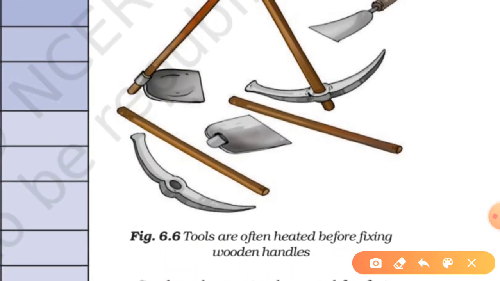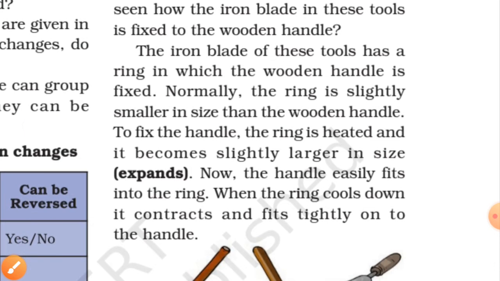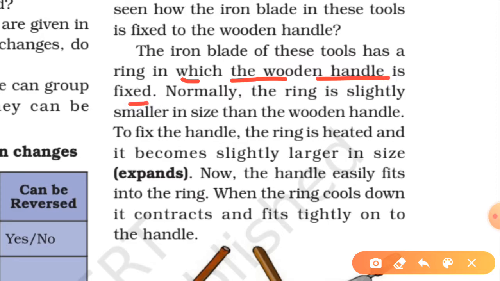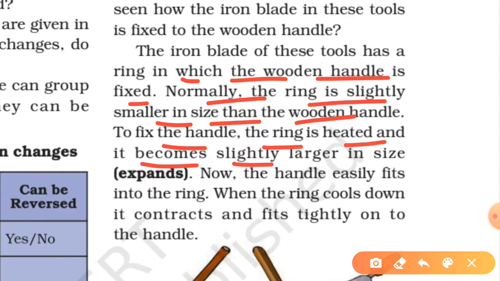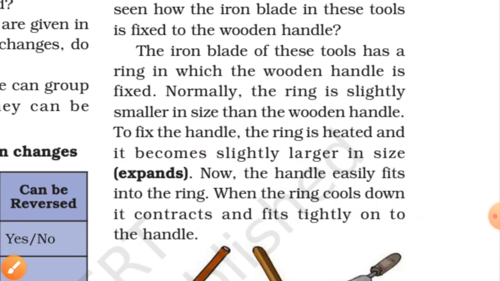This is the wooden handle, and this is the iron rim. The iron blade of these tools has a ring in which the wooden handle is fixed. Normally, this ring is slightly smaller in size. To fix the handle, the ring is heated and it becomes slightly larger in size, which means it expands. Now the handle easily fits into the ring. When the ring cools down, it contracts and fits tightly onto the handle.